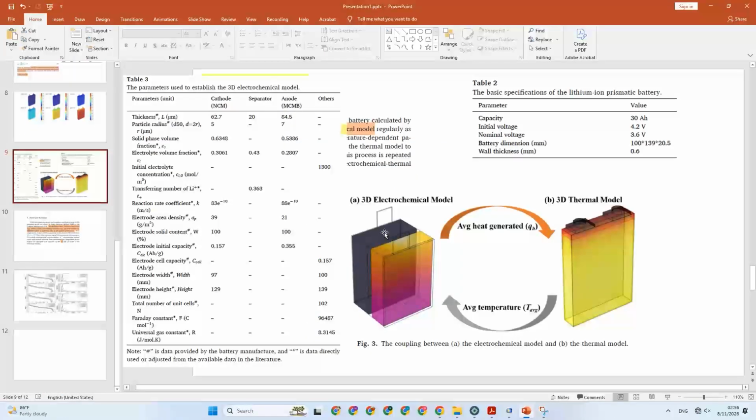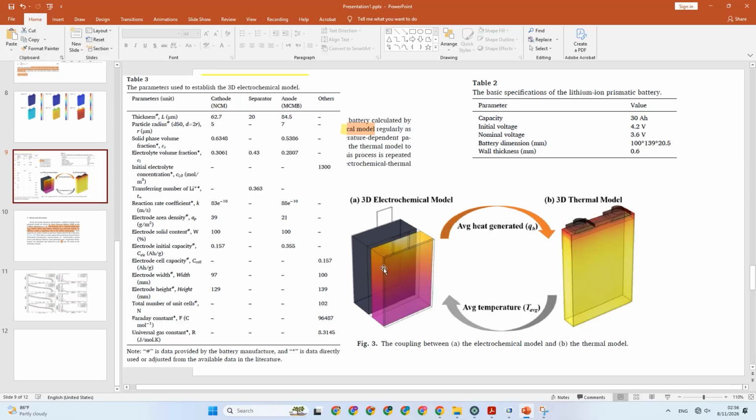This is height. The height is 129 for electrode. These are electrode 129. But here it is 139. It means it is 10. Yes, I understand. The total height must be 10.